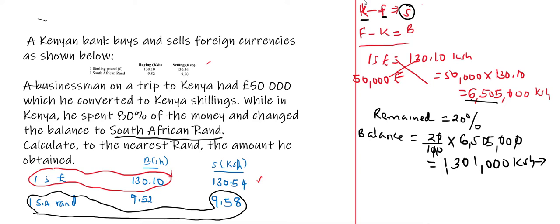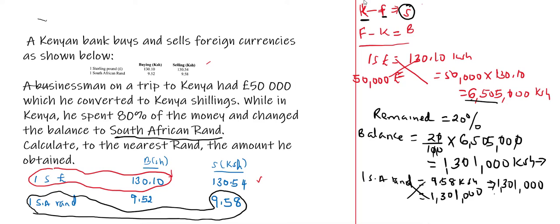Okay, so 1 South African rand for the selling column is equivalent to 9.58 Kenyan shillings. So what about 1,301,000? If you cross multiply, you get 1,301,000 divided by 9.58. And that should be the final answer in South African rand. To the nearest South African rand, the answer is 135,804 South African rand.